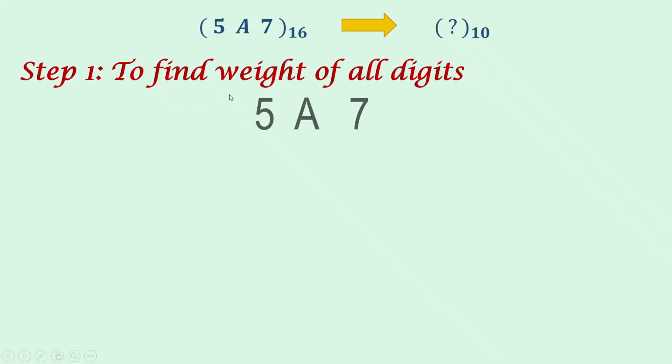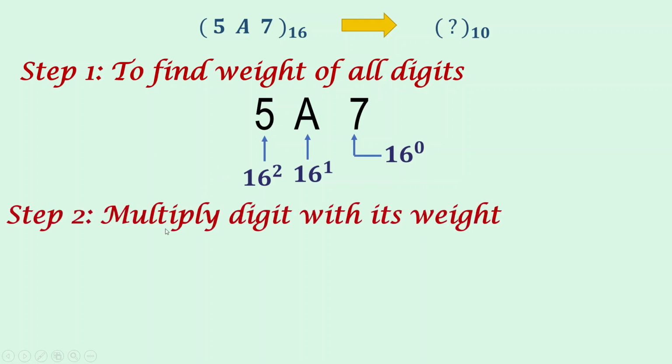So we have a number 5A7 and the r for this number is 16, that is, the radix value is 16. So the weight of the digit 7 will be 16 raised to 0, then A will have the weight 16 raised to 1 and 5 will have the weight 16 raised to 2. So we have found out how to find weight. Now our step 2 is to multiply each digit with its weight and add. So how to do that, let's see.